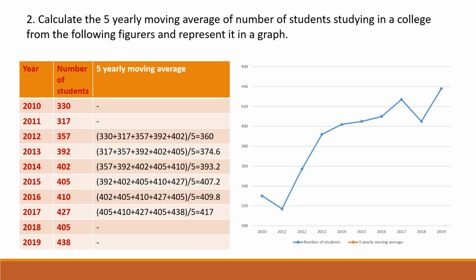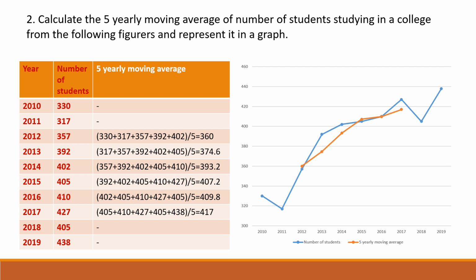So the number of students, that is the y value, has to be plotted on the graph, and then we have to plot the values of the trend. Here the trend line is not linear, that is, it is not a straight line, so we cannot predict the value for future years. In moving average, this is the limitation.